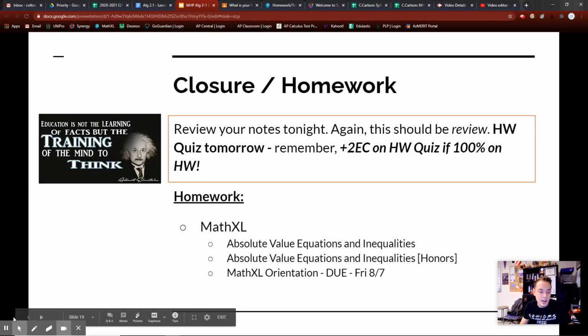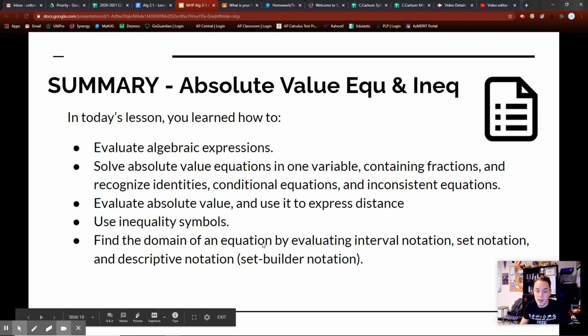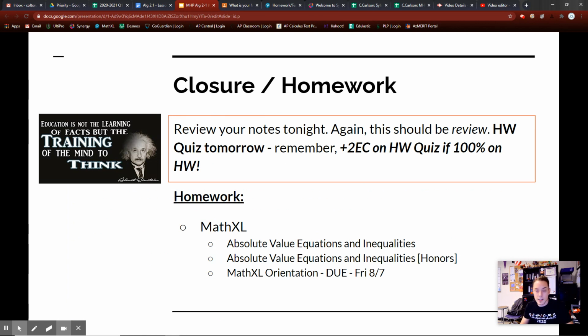We found the domain of each equation by evaluating interval notation and set notation and so forth. So awesome.